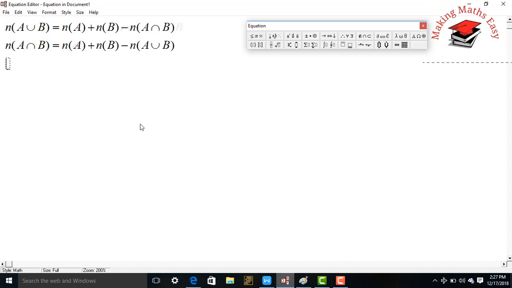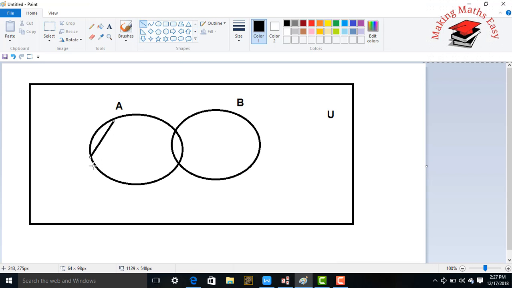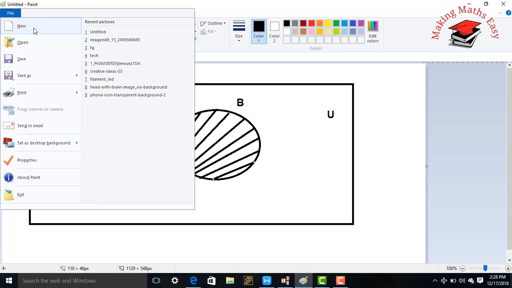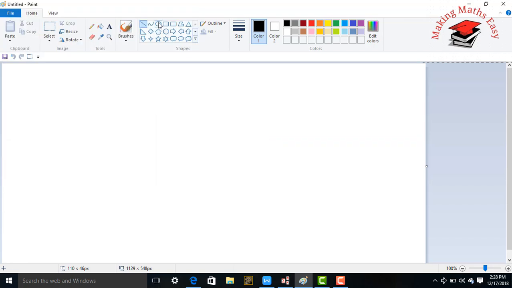We will take the first proof: n of A union B is equal to n of A plus n of B minus n of A intersection B. We will shade this area as we have to prove this. In order to shade this area, we will mark it by lines. Now the area has been shaded. After shading the area, we will represent it in a diagrammatic form. Take a new slide, don't save.